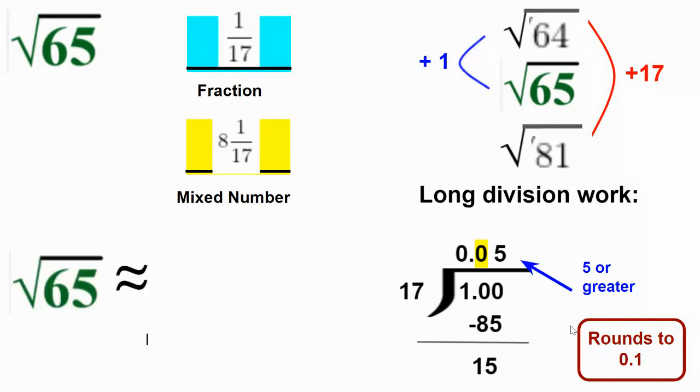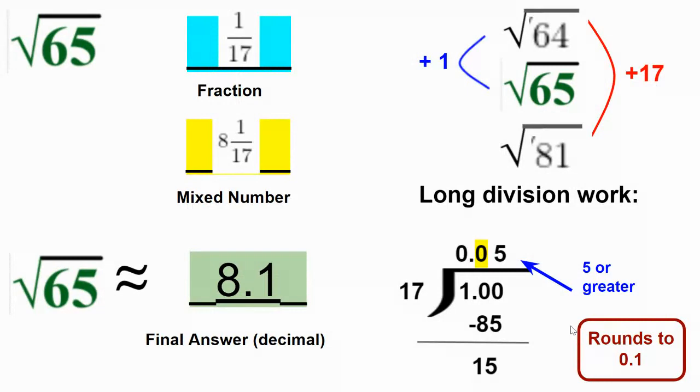So now we go over here. Remember, the square root of 65 is approximately. Remember, we were estimating or approximating. We take that 8 and we put the 0.1 with it, and that's our final answer from start to finish. All right, check out another video for practicing your long division if you need to.